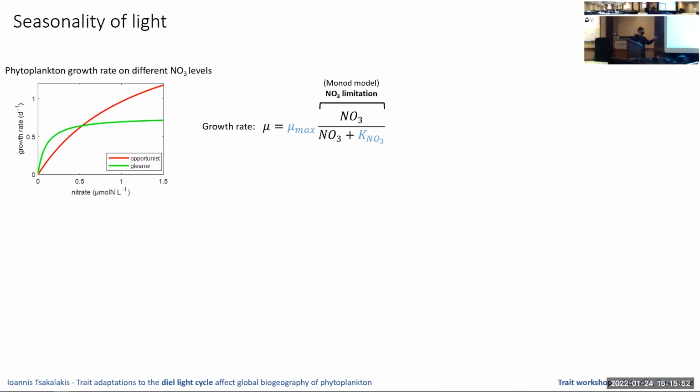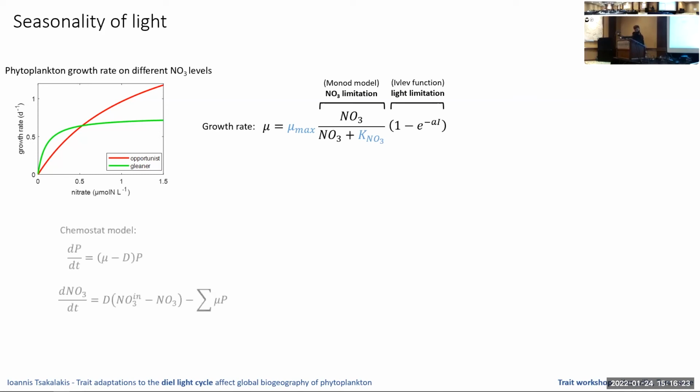Here, a gleaner has a lower half-saturation constant that gives it better fitness at low nutrient concentration. But an opportunist, like a diatom, has a higher maximal growth rate that lets it be a better competitor at high nutrients. If we want to have light limitation too, it looks different, but it has a similar growth curve with light.